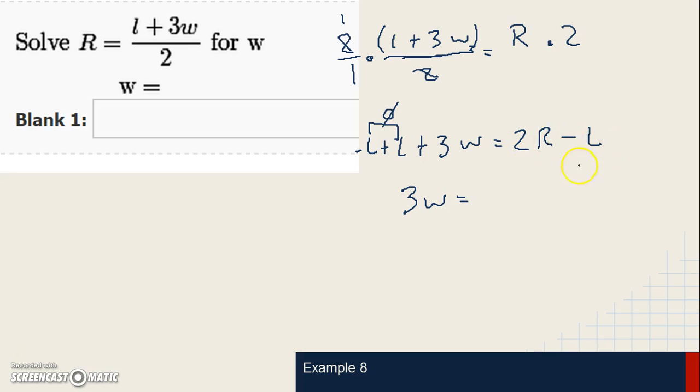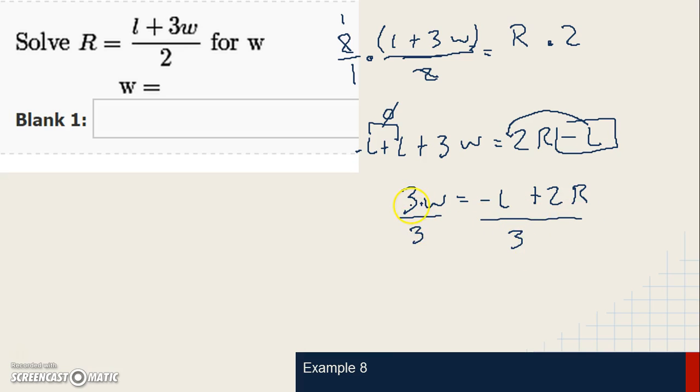2R minus L. These aren't like terms. However, L comes before R in the alphabet, so I'm going to go ahead and commute this term in front. I make sure that I include the sign. So I've got negative L plus 2R. And I've got to eliminate this 3 since it's being multiplied. I know the inverse of multiplication is division. I'm going to divide by 3.